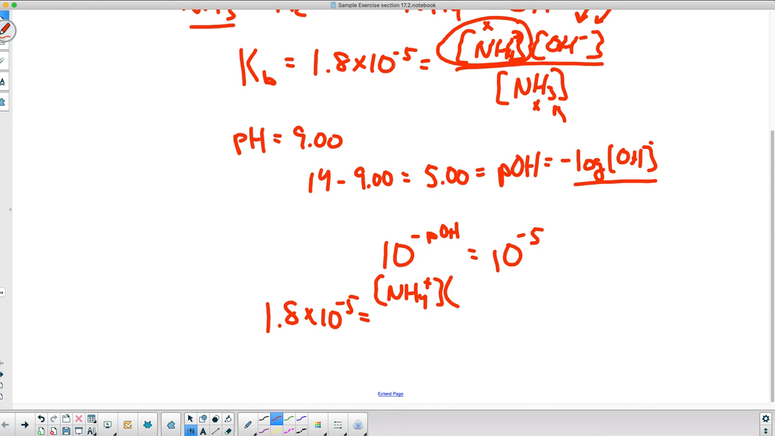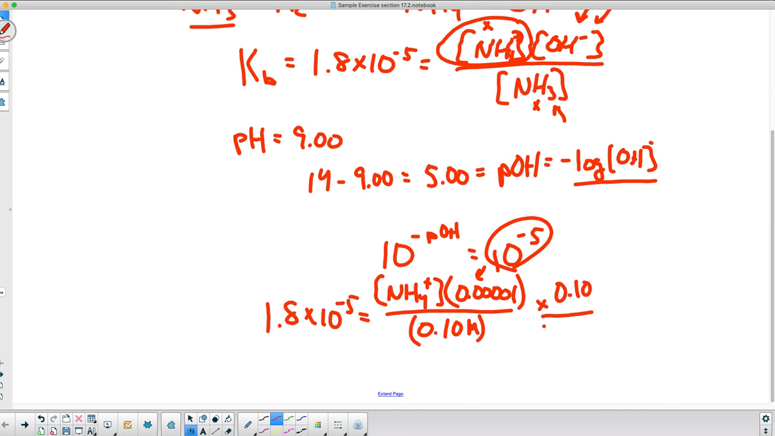Now this one is the OH. That's 10 to the negative fifth. That's what that is right there. And this one is 0.1 because that's what it says up top in the actual problem. So the only thing we're doing now is solving. So I multiply both sides by 0.1 and I divide both sides by 0.0001 like that. So that means this here gets multiplied by 0.1 here and divided by that.